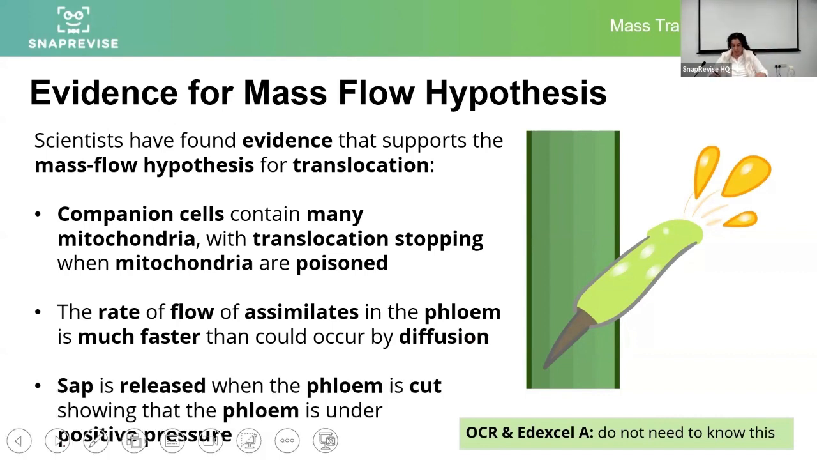Finally, if you cut the phloem, as this is showing here, so this is my phloem. This is a little knife that I can use to cut, and sap is released under pressure. So you can see that the liquid in there must have been under pressure. If you're OCR and Edexcel, don't worry about this one, Edexcel A.